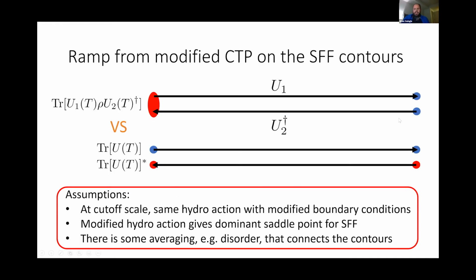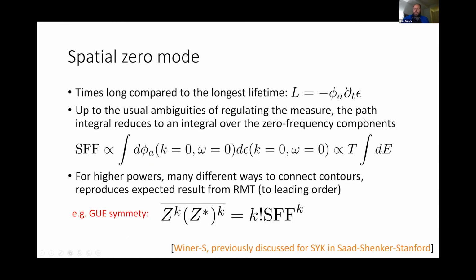And whereas in this normal CTP formalism, the relative time between the two contours is fixed because you have this boundary condition where they're identified in the future, in this spectral form factor contour, they're not fixed. There's a freedom to integrate over the relative time shift. And that's exactly where the time factor T comes from. And then the integral over the total energy is just the integral over energy that we had previously.